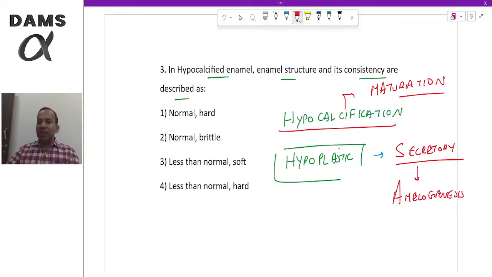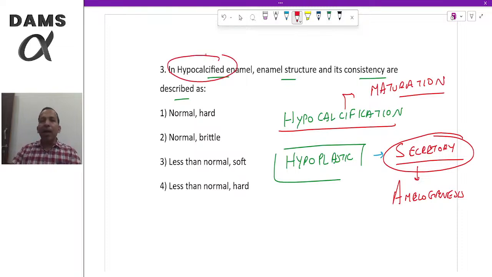In hypoplastic, it's the secretory stage that is defective, and in hypocalcification, it is the maturation stage. Since the secretory stage is normal in hypocalcification, the enamel matrix forms initially, though it is calcified immediately, yet it forms. It's a different matter that we are not able to see it, but it does form. Enamel proteins are secreted, they get calcified, so the entire thickness of the enamel will be formed, and hence the enamel structure would appear normal. Its thickness would be normal, but it does not get properly calcified.